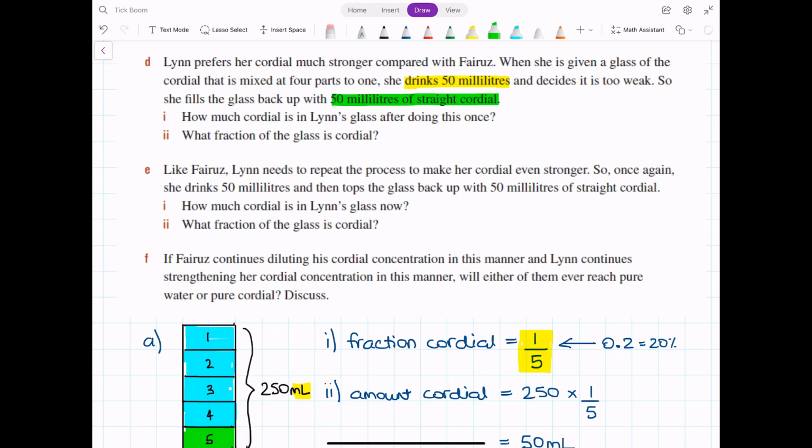And then the subparts say how much cordial is in Lynn's glass after doing this once, and what fraction of the glass is cordial. So we're still looking at the amount of cordial, and we start with how much, the amount, and then we ask about the fraction, but the process is slightly different. We're replacing the mixture with straight cordial now.